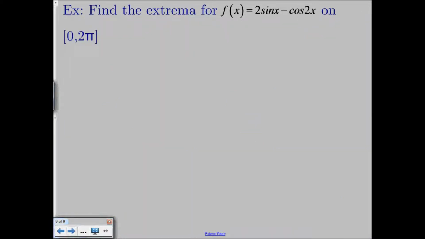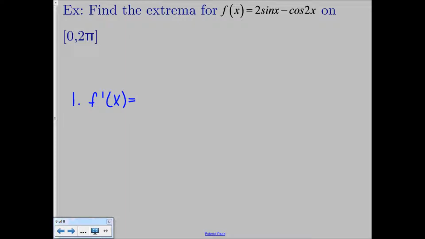So we're pulling in some trig here. Sometimes these get a little harder when we're talking about trig functions. But we want to find the extrema for 2 sine of x minus cosine of 2x on the interval from 0 to 2 pi. Okay, so same process as before, even though it's trig. So we're going to start with our derivative. So we're going to do f prime of x equals what?